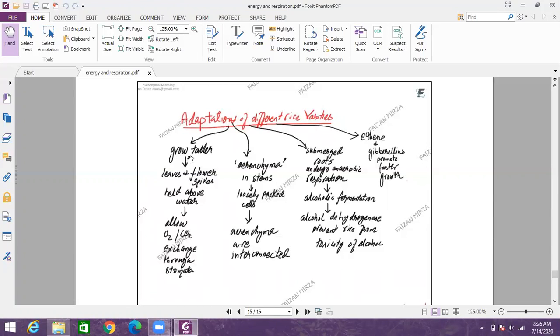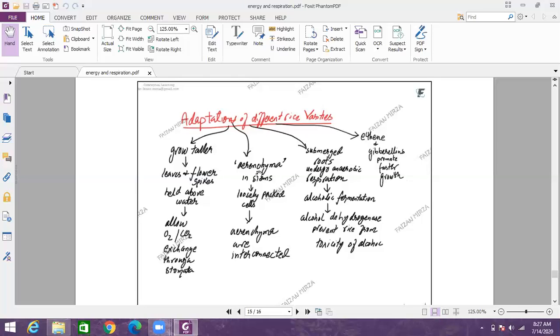The first adaptation is that the rice plant can grow taller. Its leaves and flower spike are held above water, and when they are held above water, they allow exchange of oxygen and carbon dioxide through stomata, which are present in the aerial parts of the leaves and the flower spikes. So oxygen and carbon dioxide exchange happens through the aerial parts which are above the mud, not the ones in the soil, but the ones exposed to the air. They allow exchange of oxygen and carbon dioxide very quickly, and the rice plant grows tall.